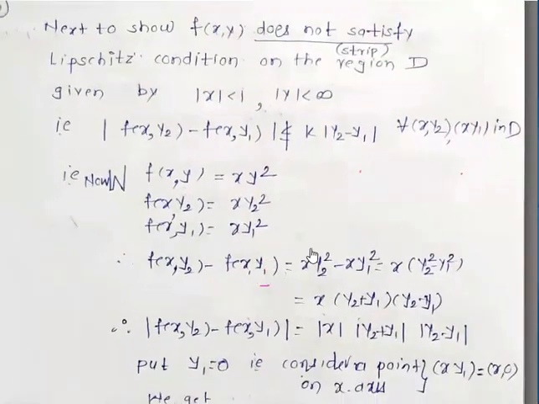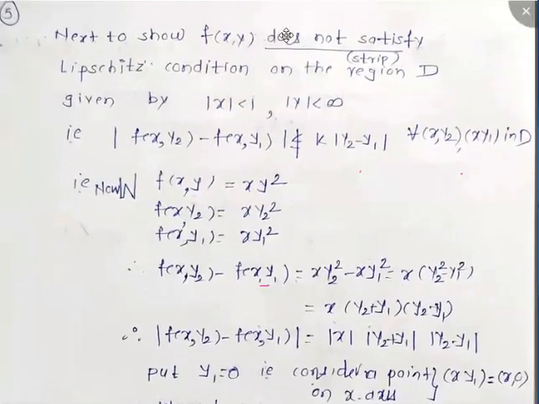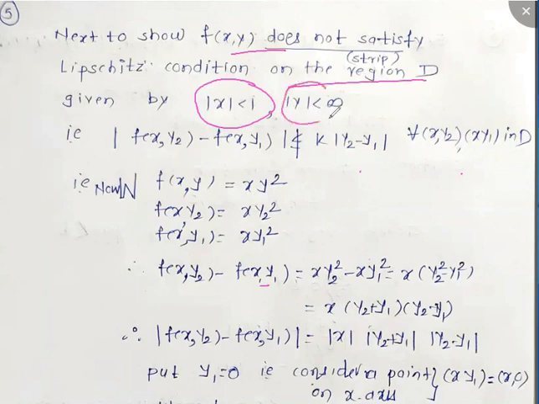There is another region where it does not satisfy Lipschitz condition. So let us see the second part. Next, to show this function, same function x into y square, does not satisfy Lipschitz condition on the region D, given by first condition is same, first condition mod x less than 1 for the region D, but second is different. Y can be any value in between minus infinity and plus infinity.